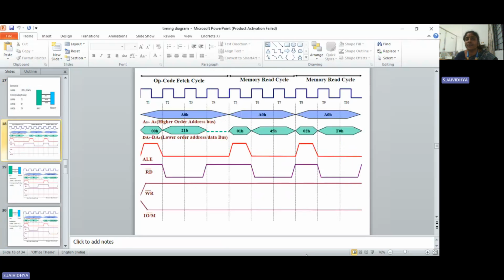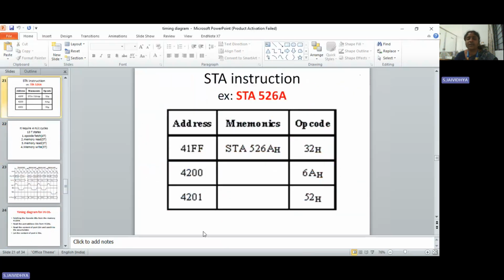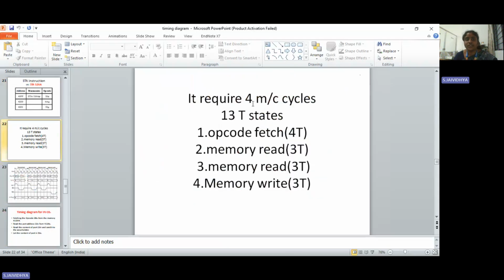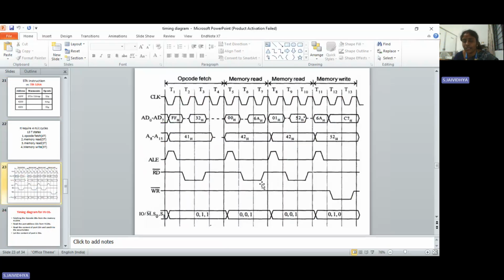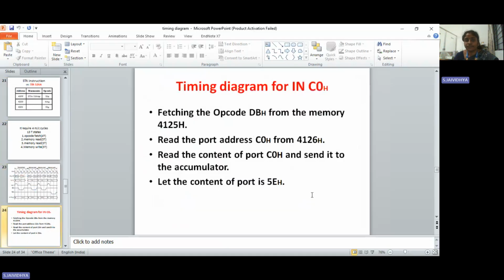Further, this is important, that is storing the value from the accumulator. So it has 4 cycles, that is the opcode fetch cycle, memory read cycle, memory read as well as the memory write. So this is the complete timing diagram for that store operation.